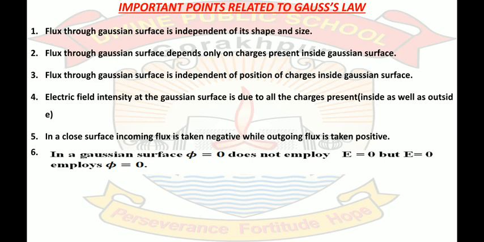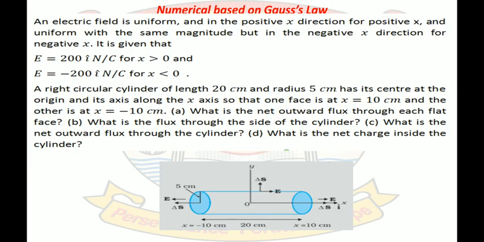Now let us move ahead, and we are going to solve some questions based on Gauss law and electric flux. The first question is quite long. The electric field is uniform and in the positive x direction for positive x, and is uniform with the same magnitude but in the negative x direction for negative x. The line is confusing. Actually it is given that the electric field is constant, but in the positive x direction the electric field is in this direction, and in the negative x direction, the electric field is in this direction. The electric field value remains constant, only the direction changes.